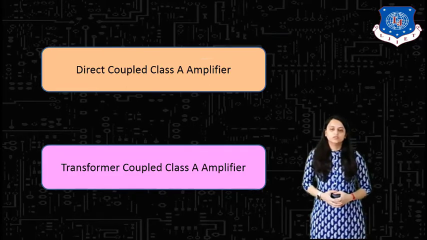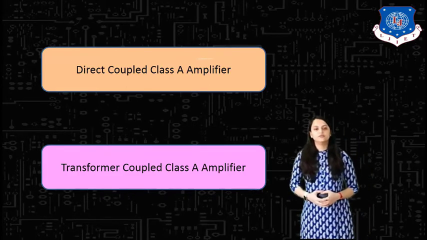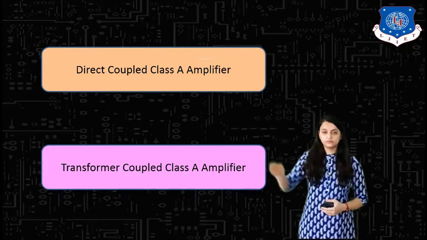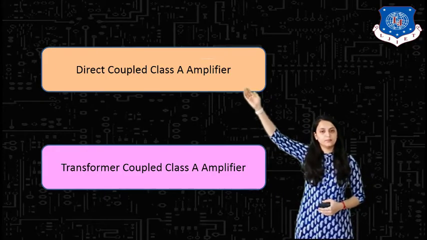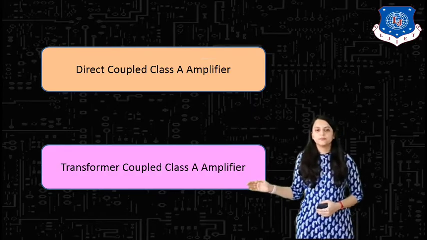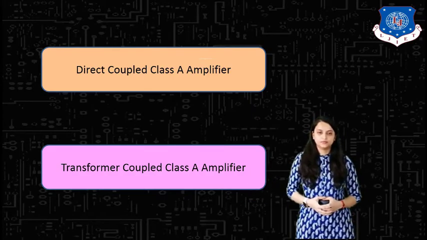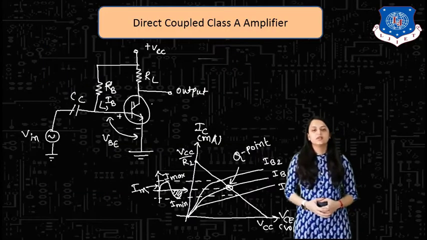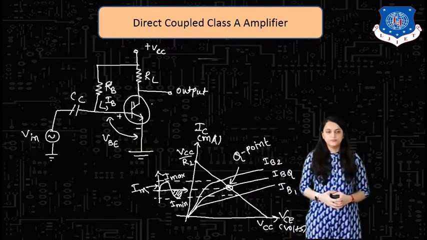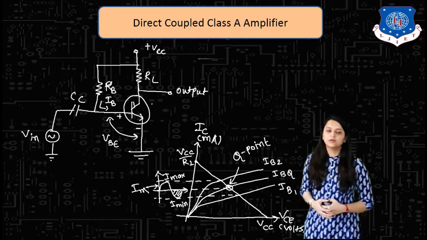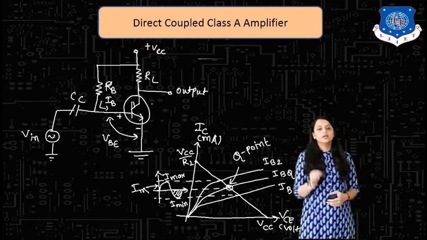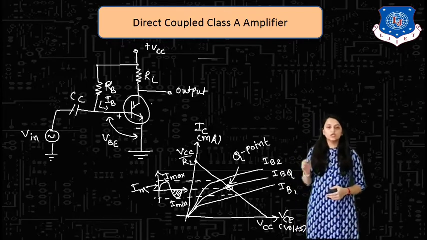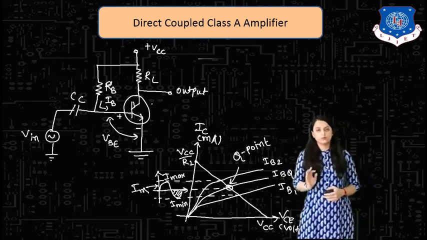Now, let us see the types of class A amplifier. There are basically 2 types of class A amplifier. First one is direct coupled class A amplifier and the second one is transformer coupled class A amplifier. Let us see these 2 in detail. First one is direct coupled class A amplifier. In this diagram, the direct coupled class A amplifier is indicated. It is called direct coupled class A amplifier because here the load is directly connected to the output.